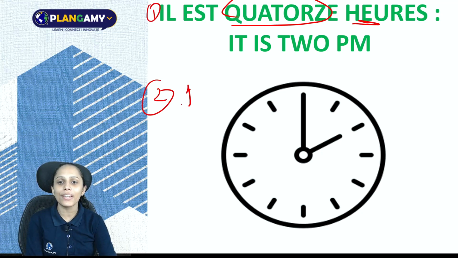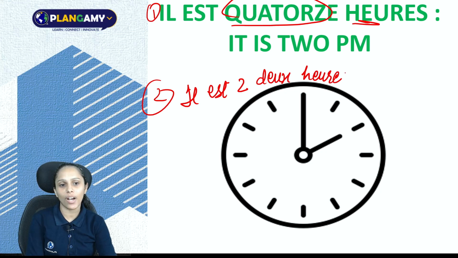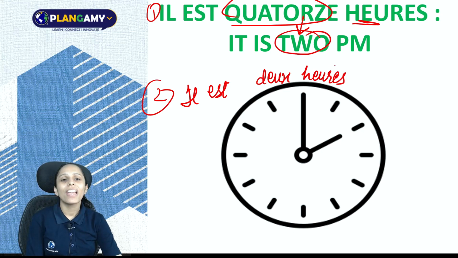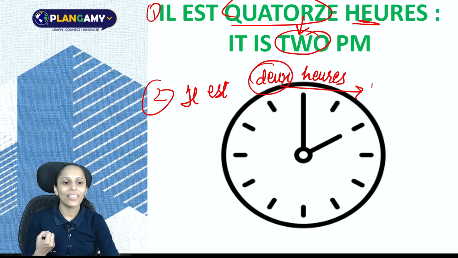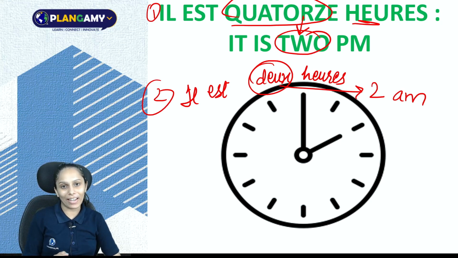Example number 2. If I say il est 2 heures, D-E-U-X-H-E-U-R-E-S. Okay, so I have written here two examples, il est 2 heures and il est 14 heures. Now here 14 represents 2 in the afternoon, that is we are talking about 2 p.m. But here 2 heures is representing that we are talking about 2 a.m., that is 2 in the morning. I hope that this concept is clear to you.